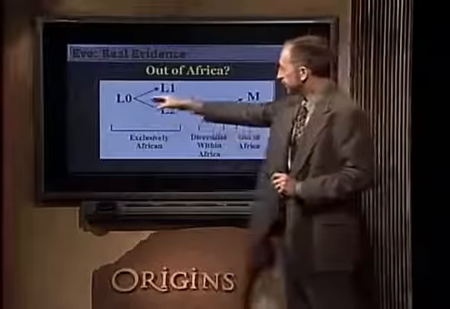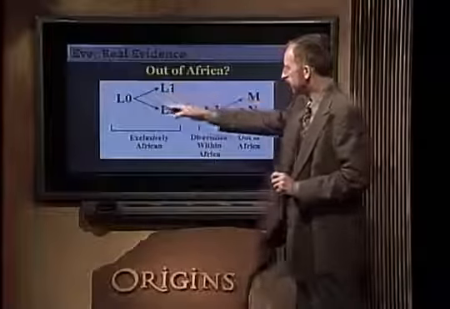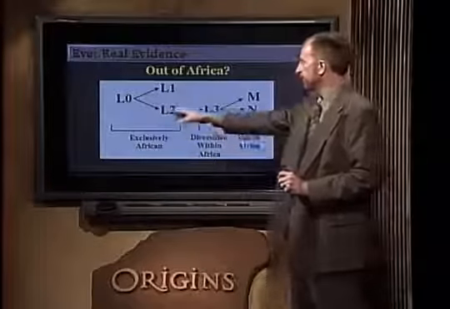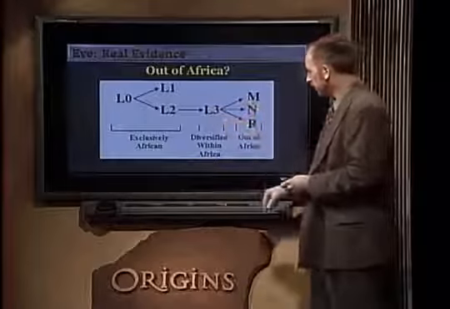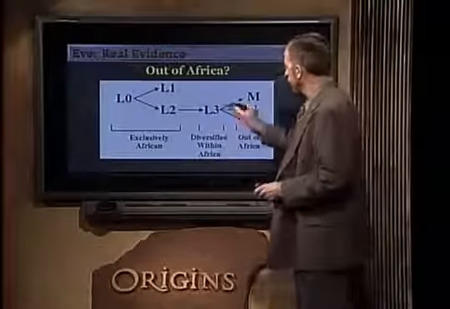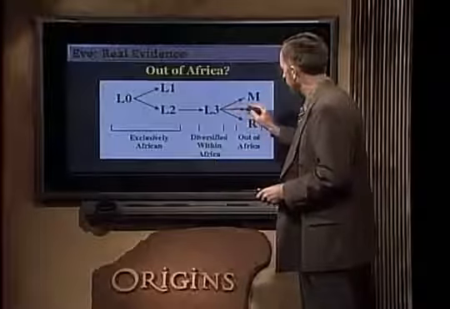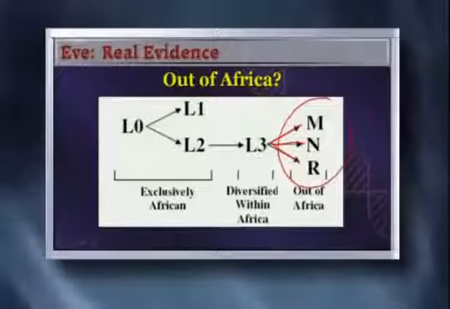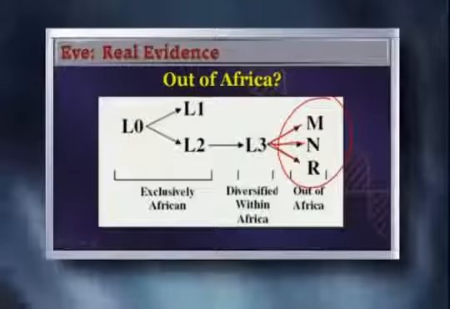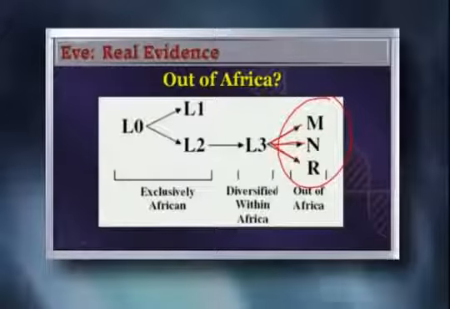L0 in Africa, there's some mutations that accumulated and developed line L1 and line L2, and then line L2 mutated a little more and developed L3. And then inside Africa, L3 eventually mutated into 3 lines, M, N, and R. And these escaped Africa and spread out across the rest of the world. The L's didn't get out of Africa, but the M, N, and R did.